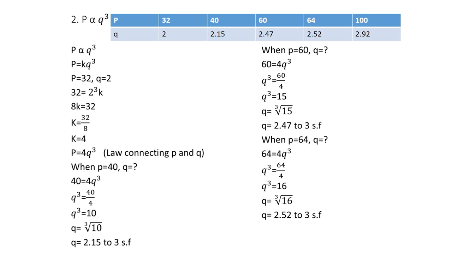From there, we can now find the formula connecting P and Q. That formula now is P equals 4Q cubed. Any other thing that you want to do to find Q when P equals 40, 60, 64, and 100, we are going to base on this formula. The solution to that table is: when P equals 40, Q equals 2.15. When P equals 60, Q equals 2.47. When P equals 64, Q equals 2.52. And when P equals 100, Q equals 2.92.